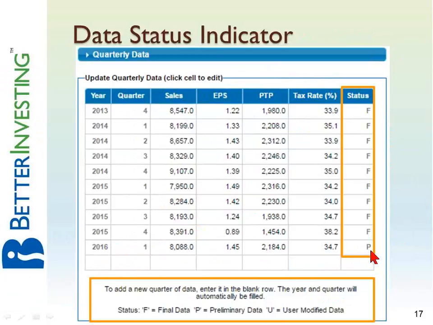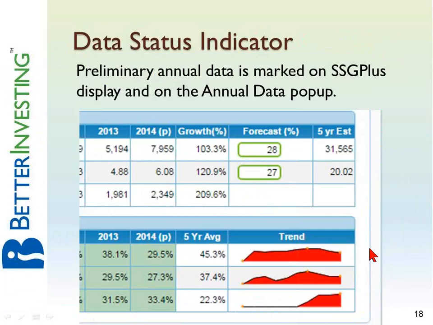But if the company has a press release with full financial statements where they can populate data, you'll see it come in as preliminary. So we start getting that question primarily around other earnings seasons throughout the year, but it really comes out in February the most. So that's a little bit of a new feature. Also, preliminary data in SSG Plus is marked with a little P in the table area. So you'll see it here, you'll see it here, indicating it's preliminary.